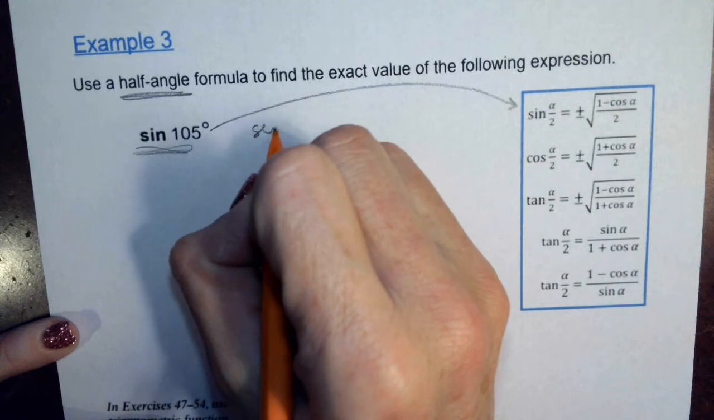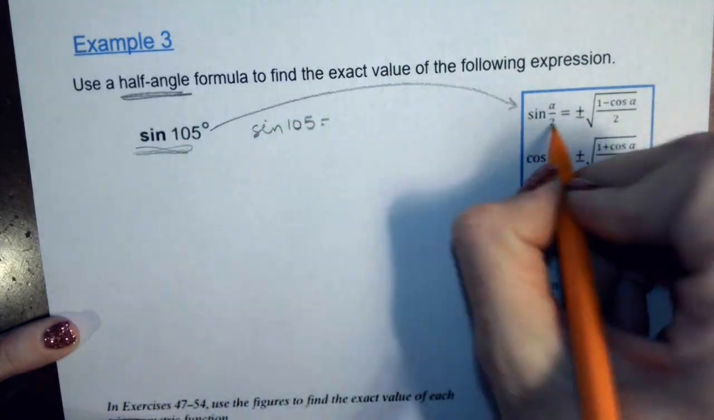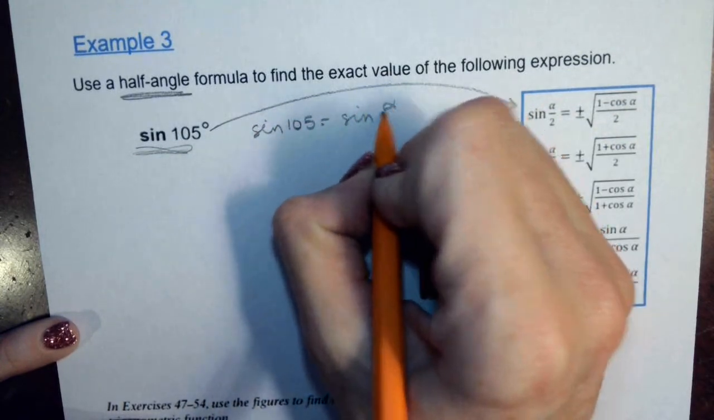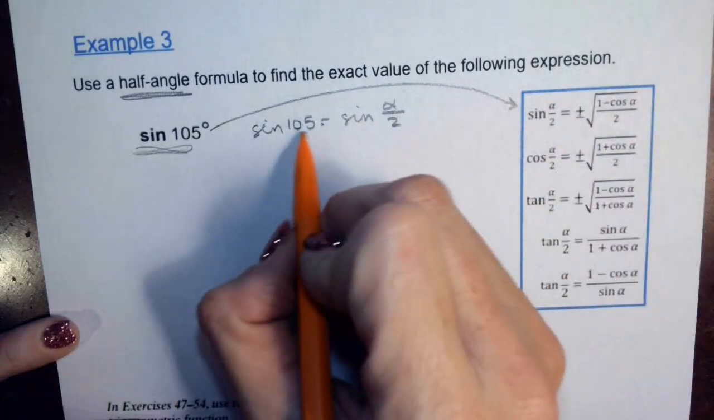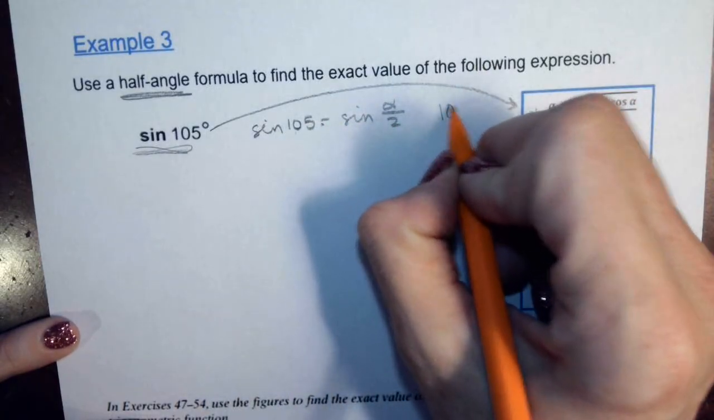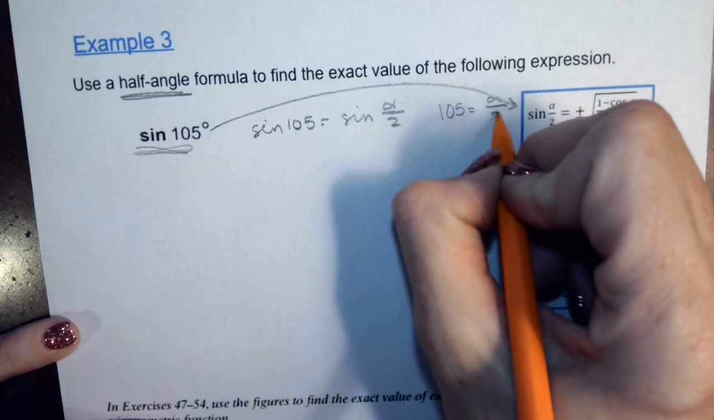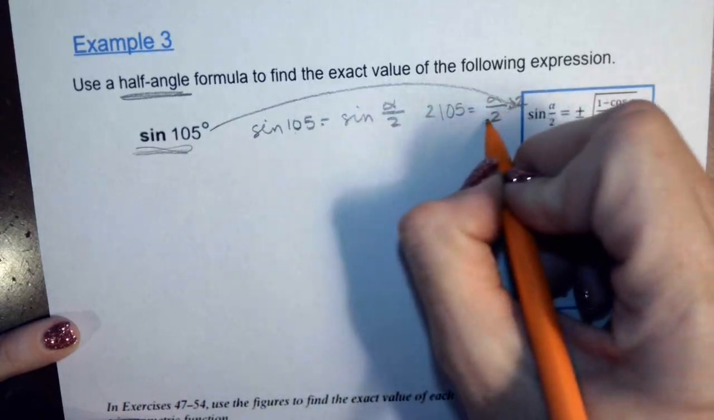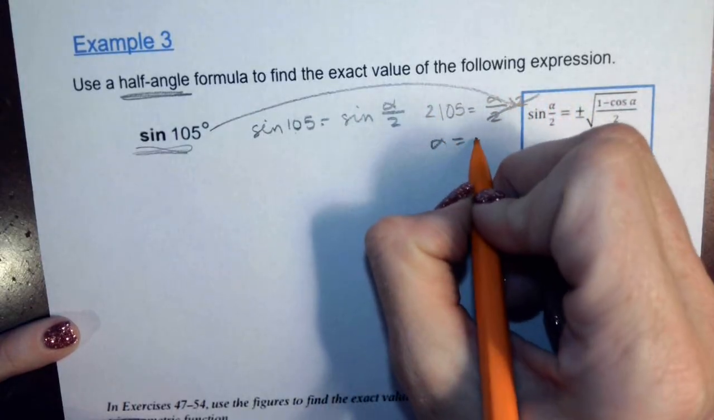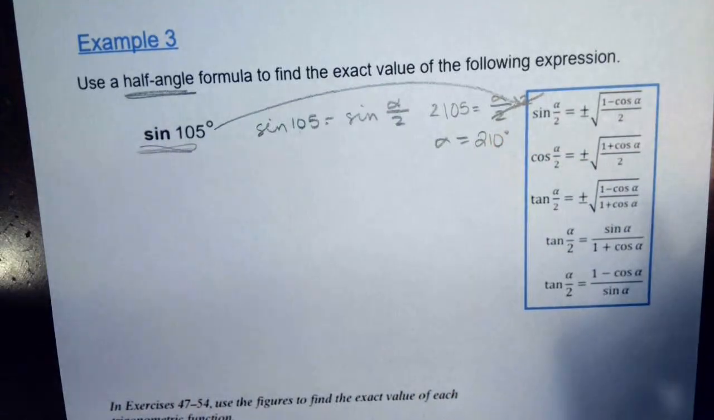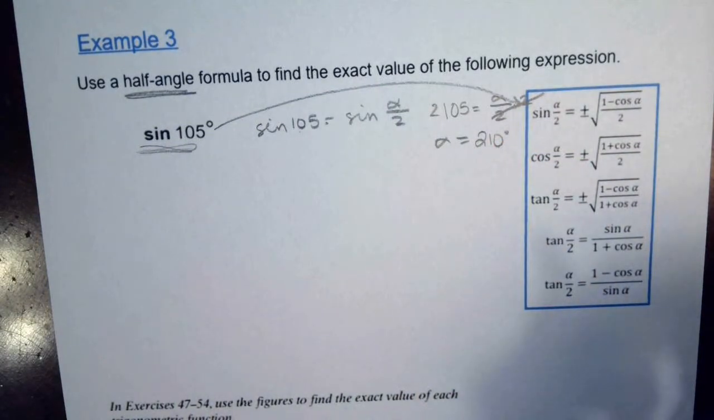Well, sine of 105 equals sine of alpha over 2. So that means 105 equals alpha over 2. Or I multiply both sides by 2, and alpha equals 210 degrees. Okay, so why do I need to know that?